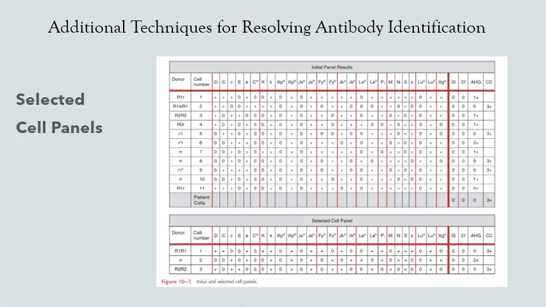Additional techniques for resolving antibody identification. First is the selected cell panels. Testing additional cells from different panel or panels is the simplest step to take. The cells that you will select should have minimal overlap in the antigens they possess. The first set of panel result is the initial one, the initial panel results. And then the panel result below is the selected cell panel.